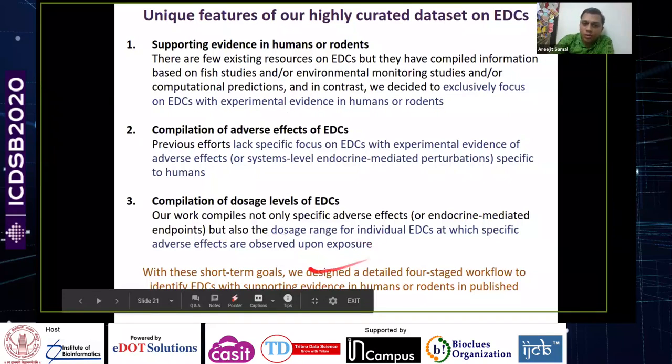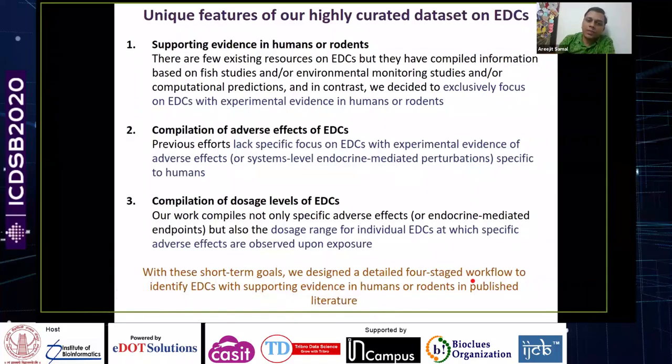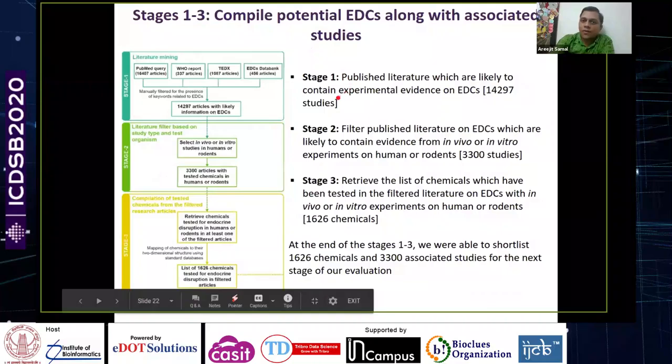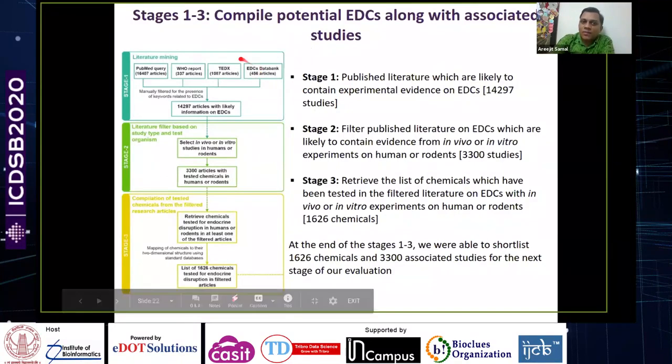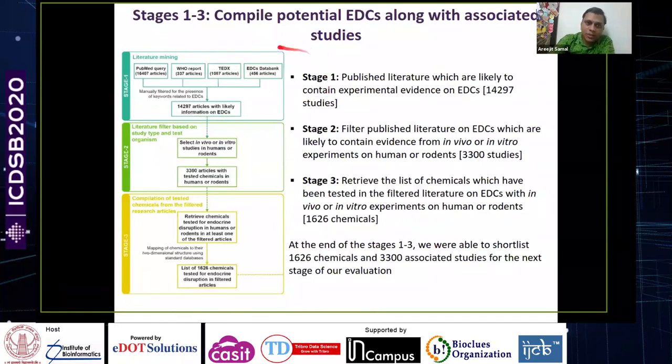With these goals, we decided to design a four-stage workflow to identify EDCs with supporting evidence in humans or rodents. I won't go into the detail, it was work for three years, and I will skip this for lack of time. We started with about 18,000 articles which could potentially contain information on EDCs. A couple of my students read all the abstracts and figured out there are 14,000 papers out of the 18,000 which could contain information on EDCs.